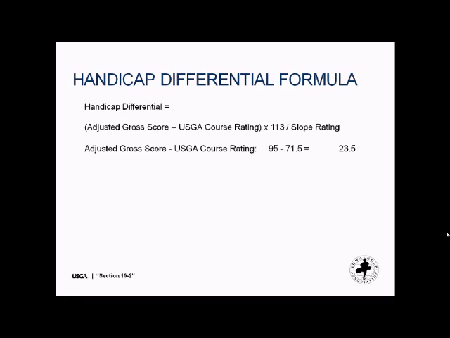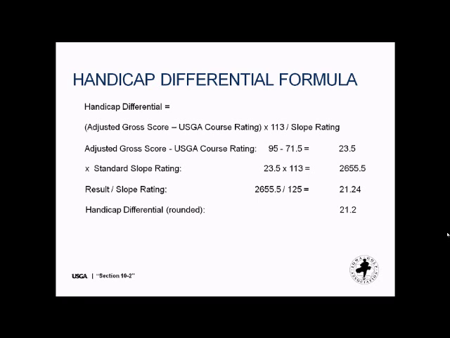In our example here, we'll say the golfer shoots 95, subtract the course rating of the tee, 71.5, and we get 23.5. From there, we take it times the standard slope rating of 113, that number is constant, and finally we take that result and divide it by the slope rating of the tees they played that day, 21.24 in this example. We do round the handicap differential to the nearest tenth. So 21.2 is the handicap differential for a golfer in this situation.